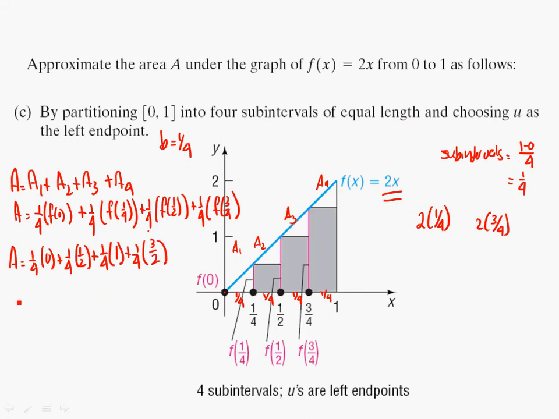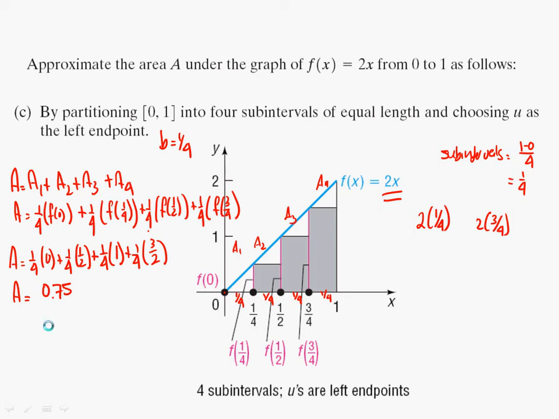3/2. And then when you add all this, you get 0.75. So that's the left endpoint 1. Are you guys okay with this? I'm going to go a little bit faster than on the next one. I just want you to see the notation at this point.